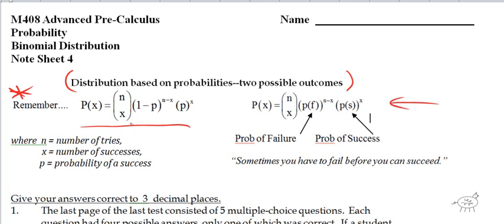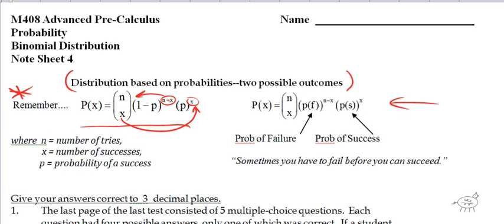You remember that x, that goes with the second term. And then these two values have to add up to the top term. So if this x goes there, then you just say n minus x goes with the first term. n is the number of tries.